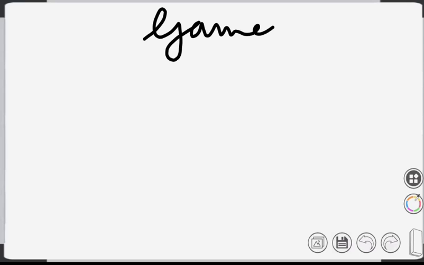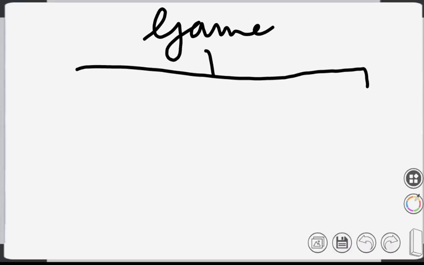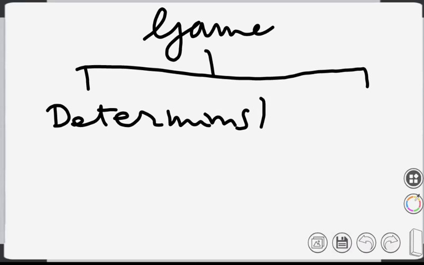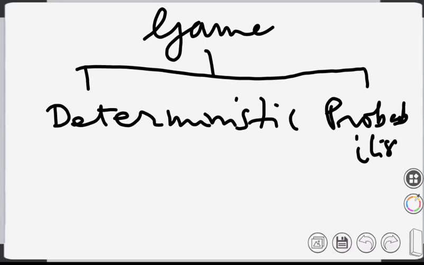So game theory is something which comes under the decision making environment of conflict, and a game is actually of two types. One is called a deterministic game, please write, and the other one is a probabilistic game.